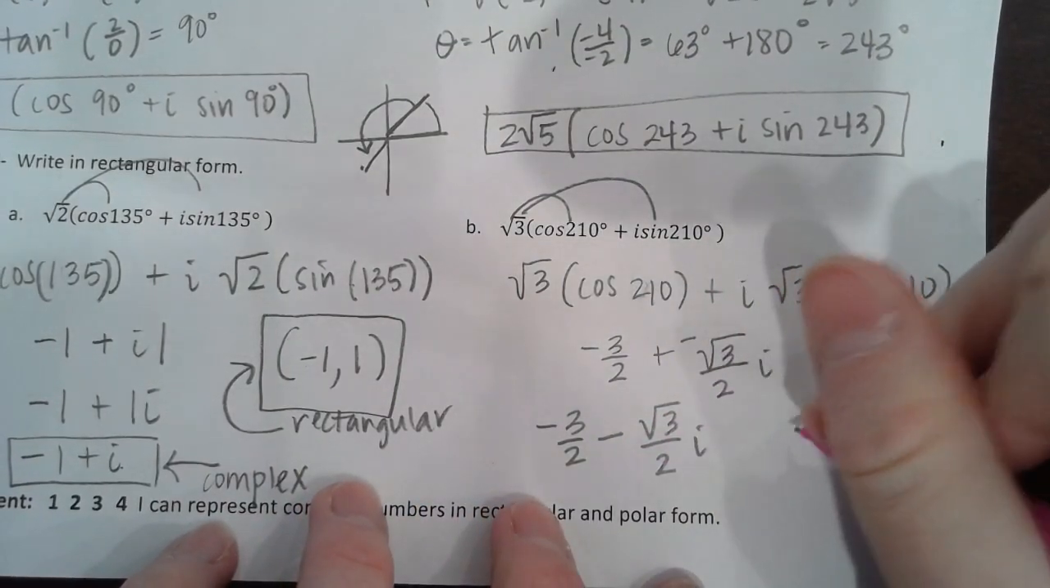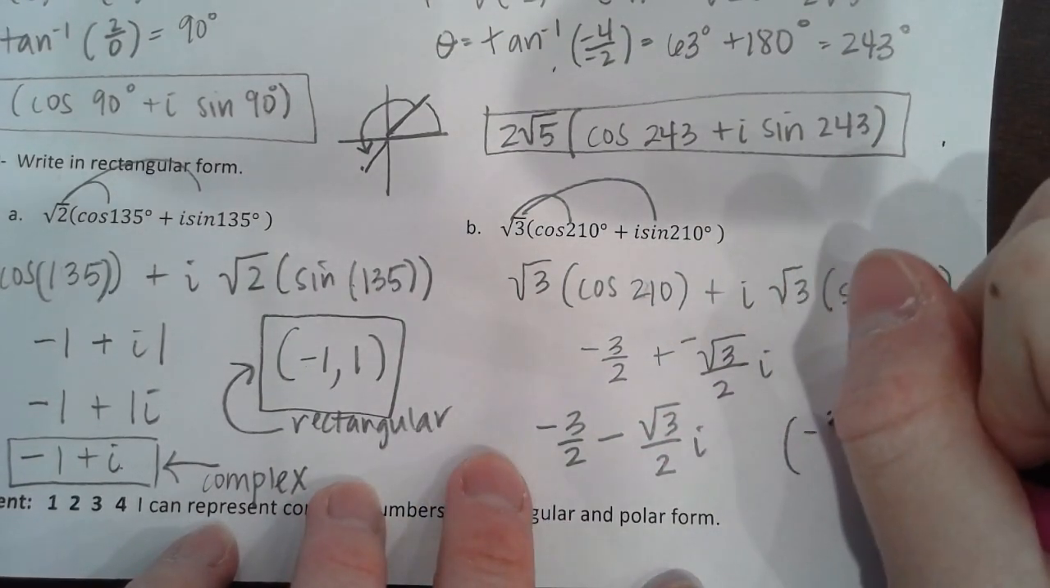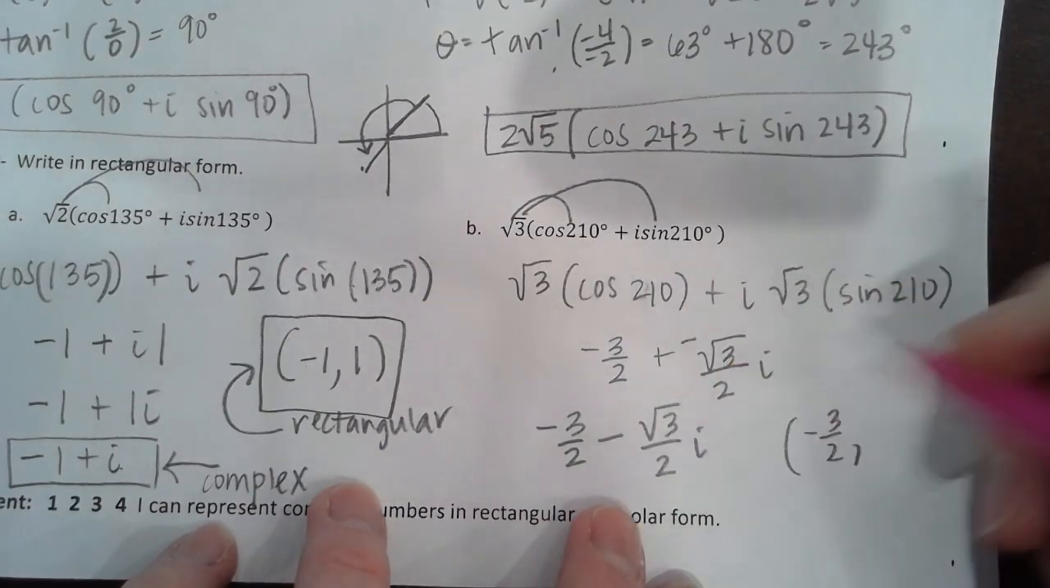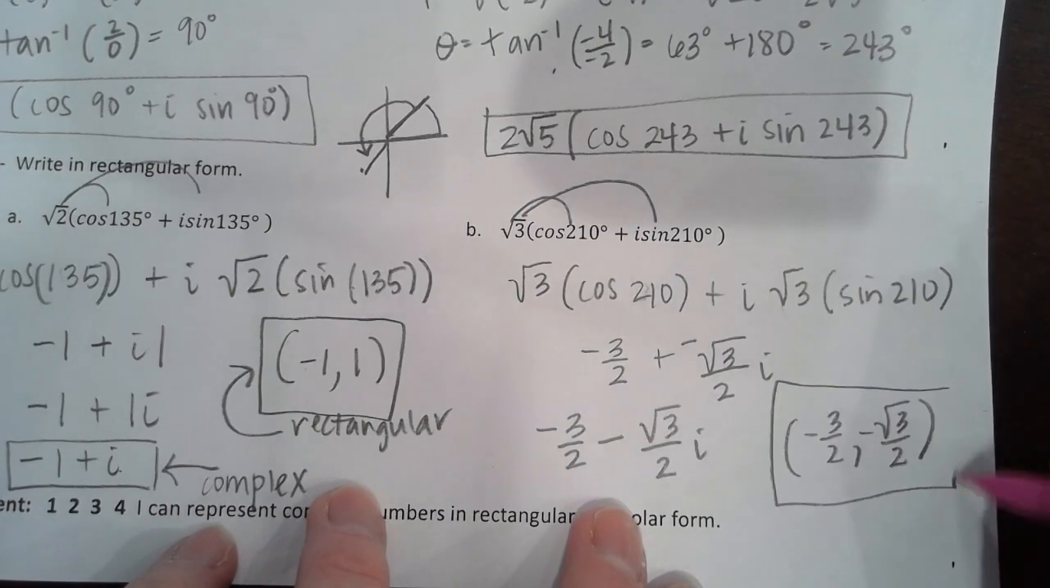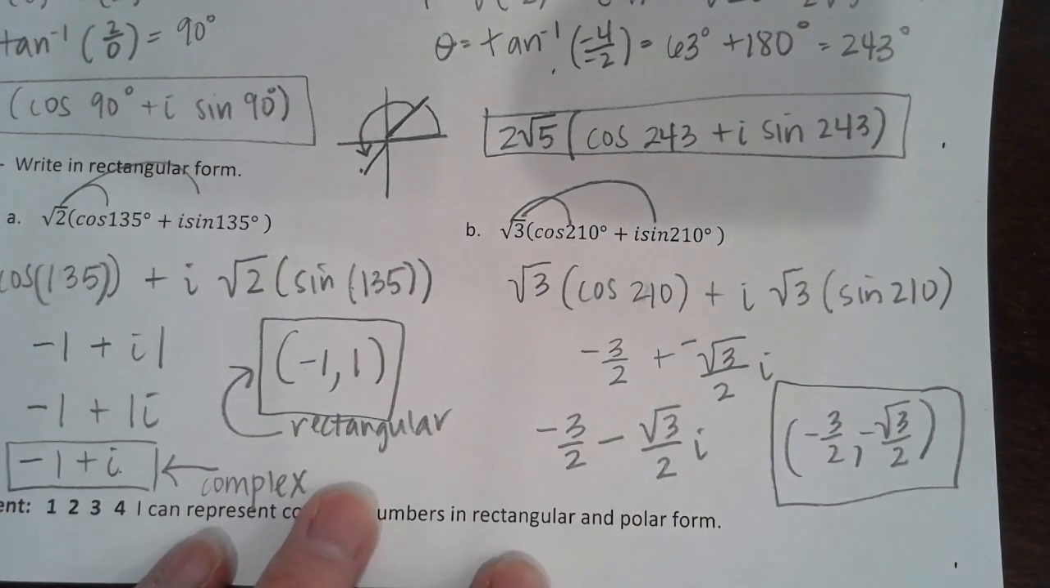If I were to graph this guy, I would go to the left, -3/2, and then I would go down, -√3/2, and this is my rectangular form. Okay, if you have any questions, you get stuck, let me know.